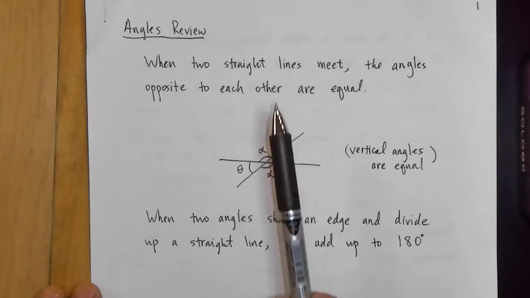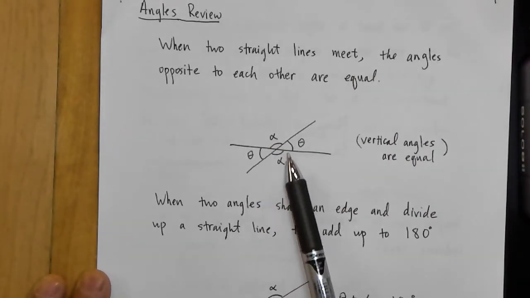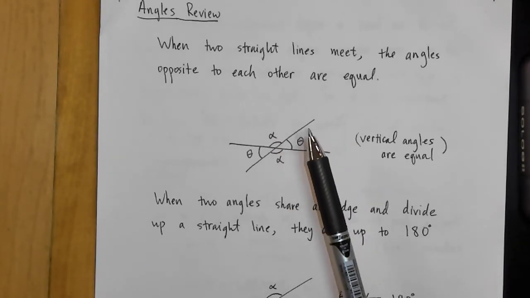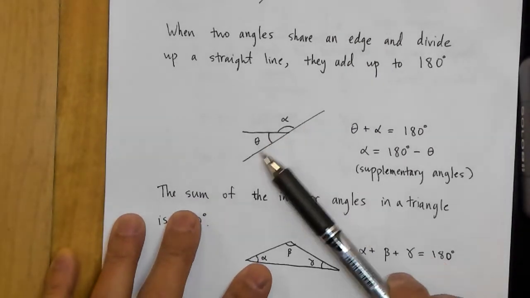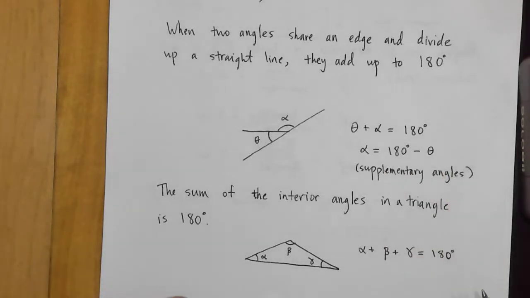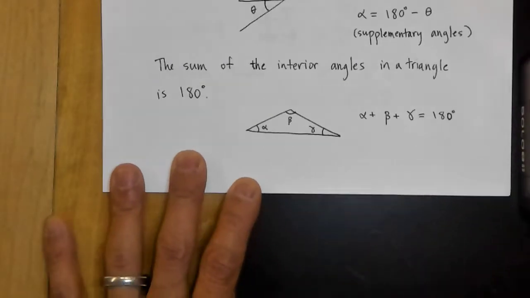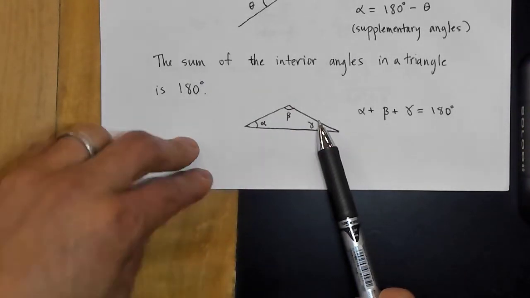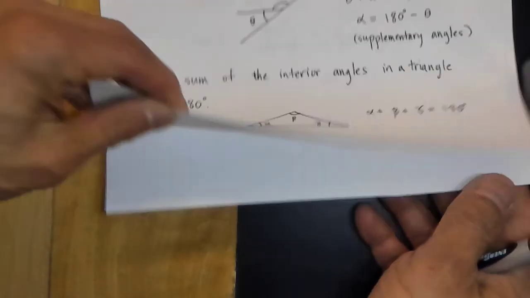So when we have two straight lines that meet, then the angles that are opposite to each other are equal. These are what are called vertical angles. You guys remember that from high school geometry or whatever? Okay. Now, when two angles share a straight line like this, they're called supplementary angles. The name isn't that important, but they add up to 180 degrees. Okay. Now, the sum of the interior angles of a triangle is 180 degrees. Remember that?